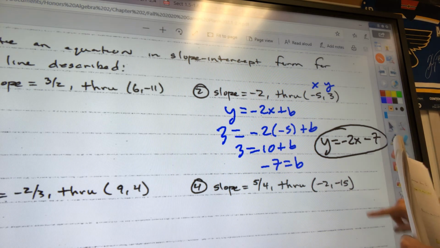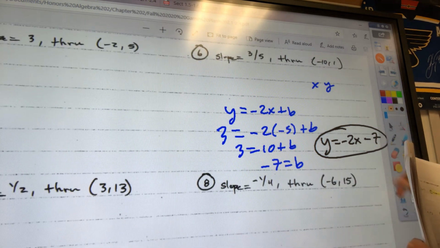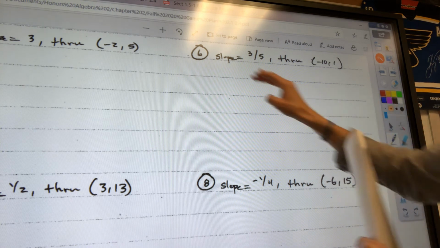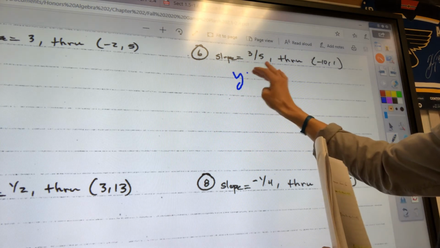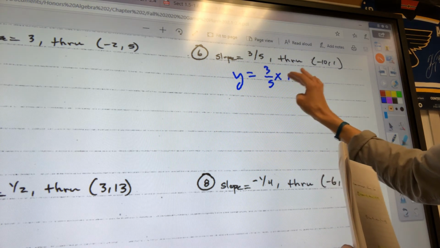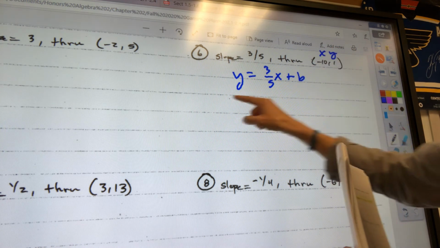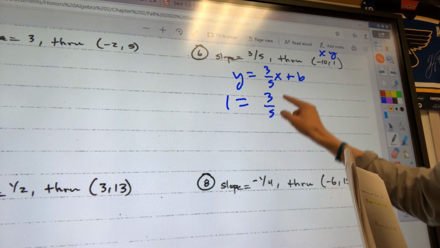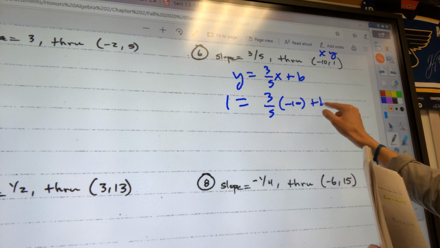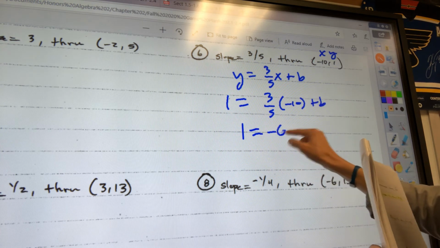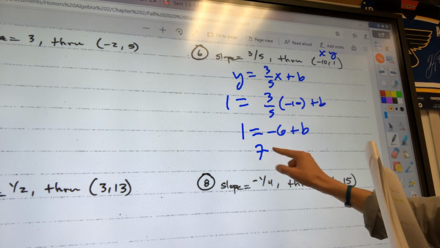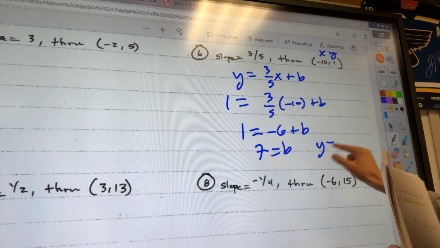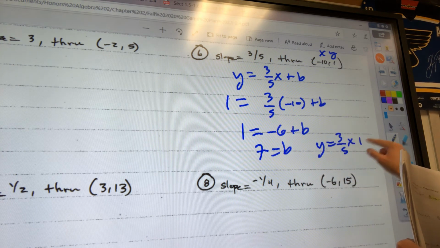All right, you can pause this whenever you need to. Let's talk about 6. y is 3/5 x plus b. You go through that x and y. 1 is equal to 3/5 times negative 10 plus b. Add 6 to both sides. b is 7. y is 3/5 x plus 7.